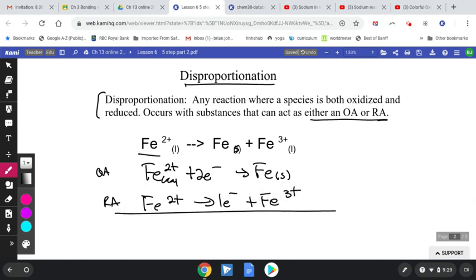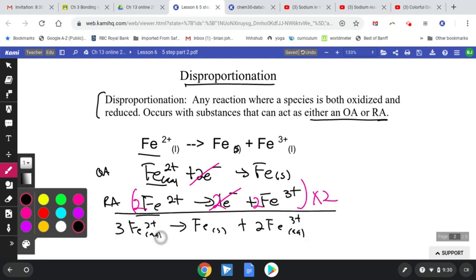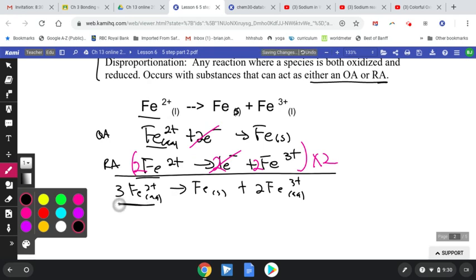If I want the net reaction, then I need to times the bottom one by 2 so that I can get 2 electrons. 2 electrons gained, 2 electrons lost. Those are balanced. Our net reaction is 1 Fe2+ and 2 more is 3 Fe2+ colliding together to give us an Fe solid and 2 Fe3+. So that's disproportionation. You have one reactant as both oxidizing agent and reducing agent.